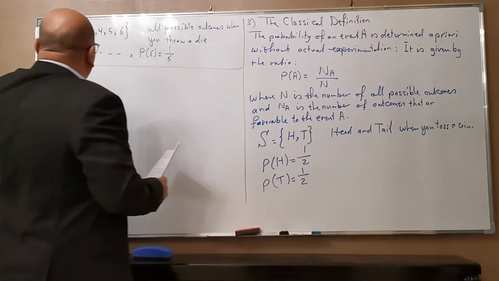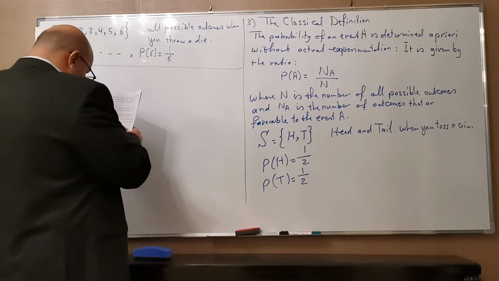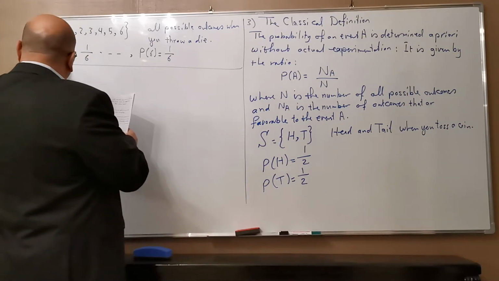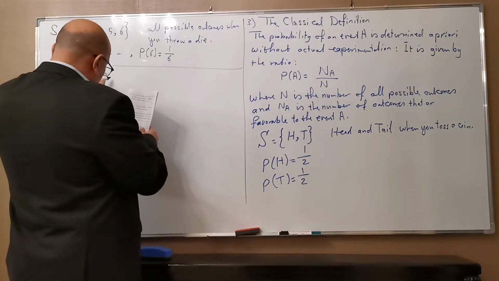Okay. Let's see a different example here. In this example, we roll 2 dice.